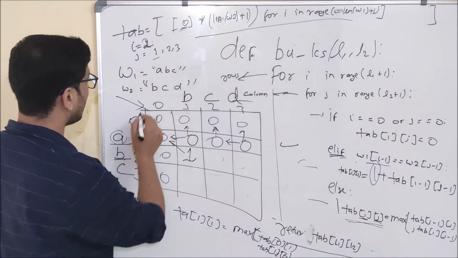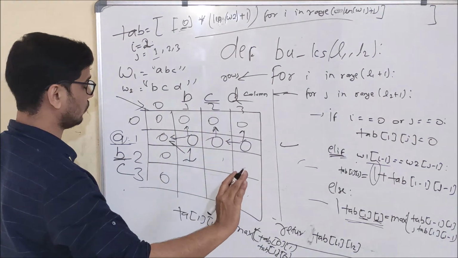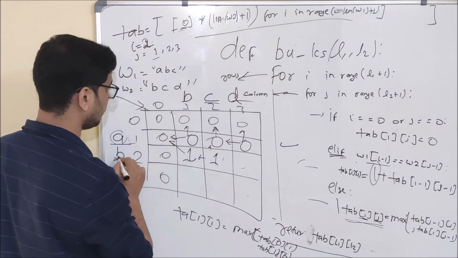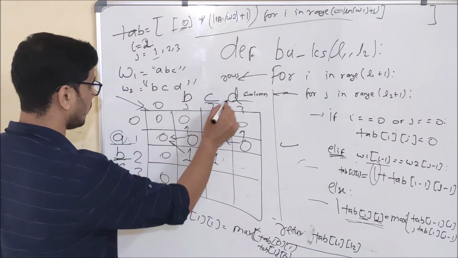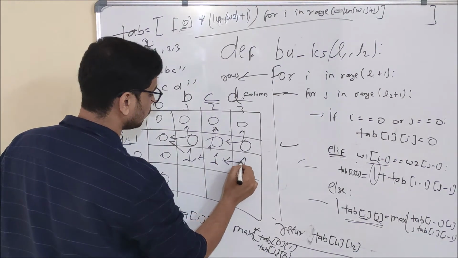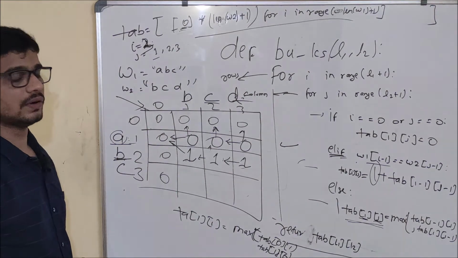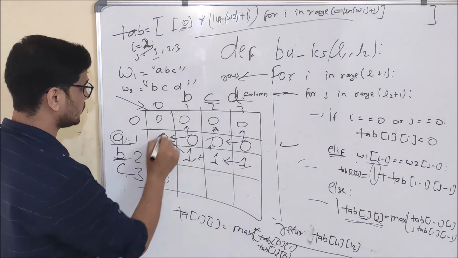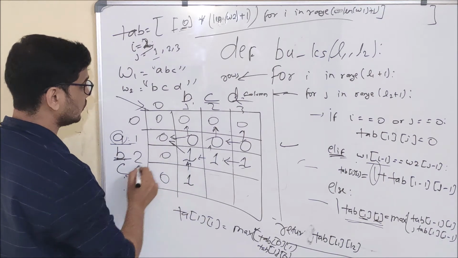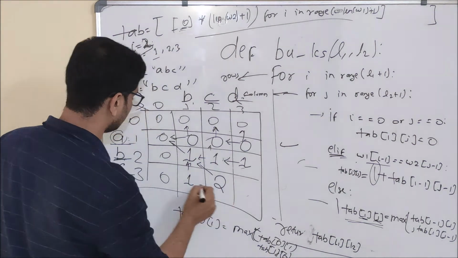Now come to i equal to 2, j equal to 2, B, C not equal. So what am I going to do? Max of up and left, 1. Again B, D not equal, I will pick the max, that is 1. And now come here, i equal to 3 and j runs from 1 to 3. Here you can see C, B not equal, I will pick the max, that is 1. C, C, it is equal, so I will pick 1 plus the diagonal value, 2.